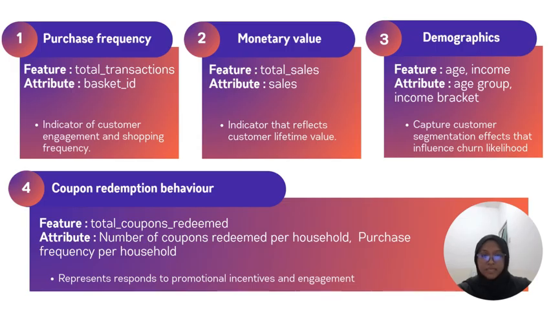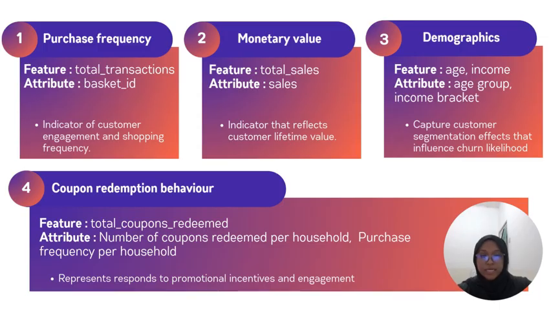Firstly, purchase frequency. This feature represents the total number of purchase transactions made by each household over the observation period through the count of basket ID. So households with lower transaction counts are more likely to disengage and exhibit churn behavior. Secondly, monetary value. This feature acts as a reflection for customer lifetime value. This is because higher spending households are generally less prone to churn and more likely to return.